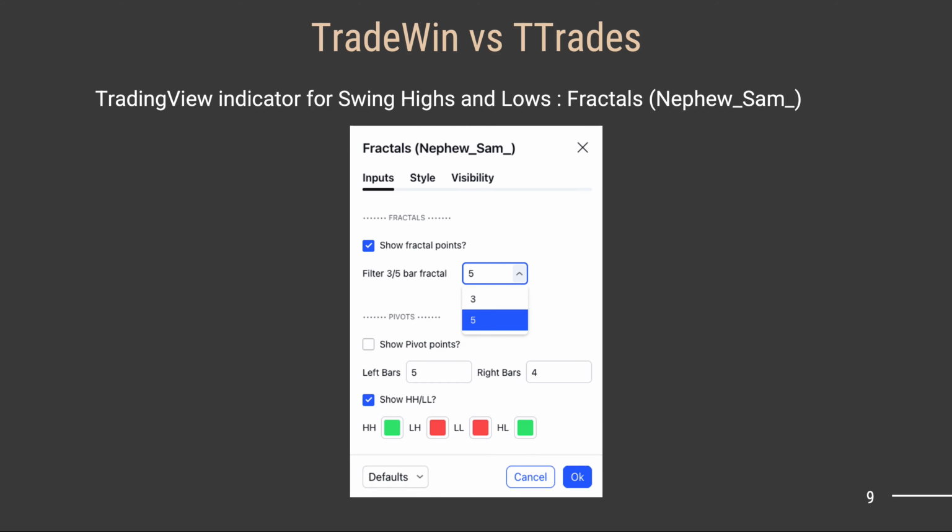First, contrary to many traders and YouTubers out there, I give you exactly how I work. I give you exactly the indicator I'm using to detect the swing highs and lows for the market structure shift, which is an essential part of my trading plan. I'm using the fractals indicator by Nephew Sam with the filter set to 5. You can have a look at the details in the indicator description on TradingView, but I believe this is a nice way to detect swing highs and lows.